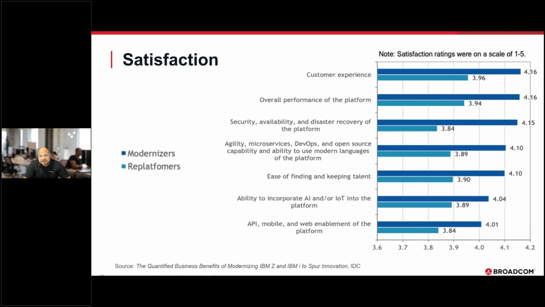Now, the proof is really in the pudding. This is an IDC study that was done, modernizing versus replatforming. The numbers don't lie. I'm not going to go through this entire chart, but if you'd like to, this is recorded, so by all means take a look at it. So we've established that modernizing in place is the best direction. So now what's next?